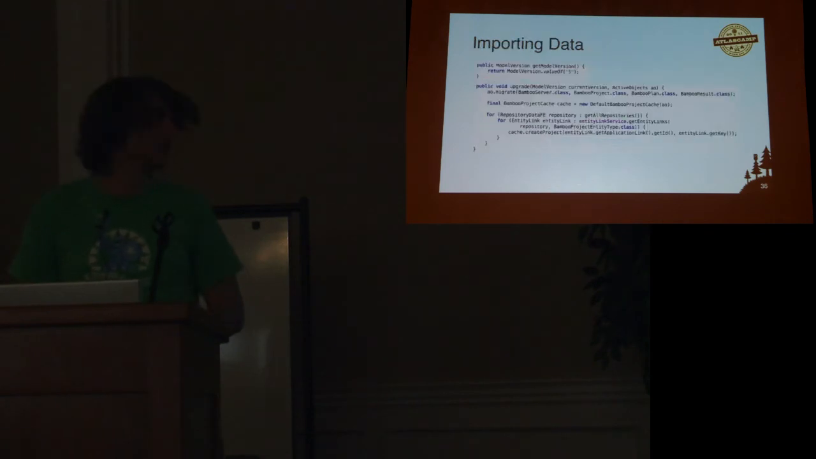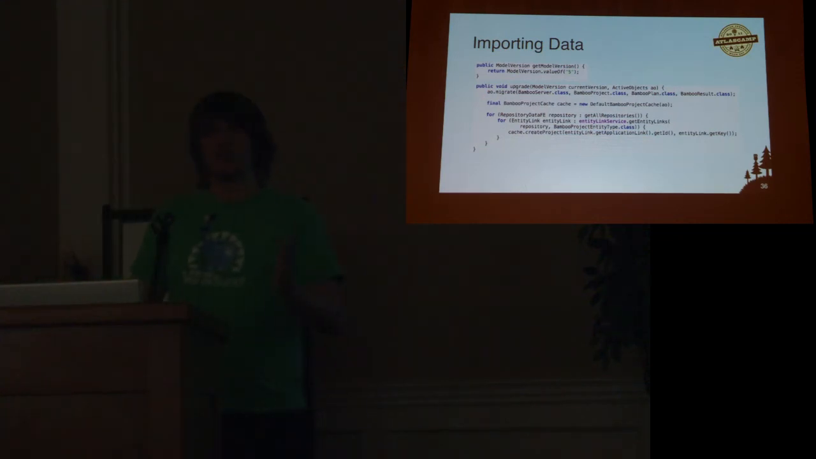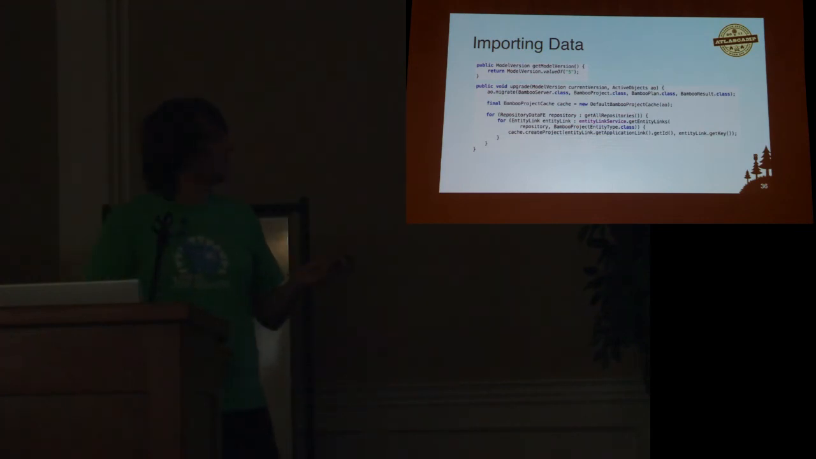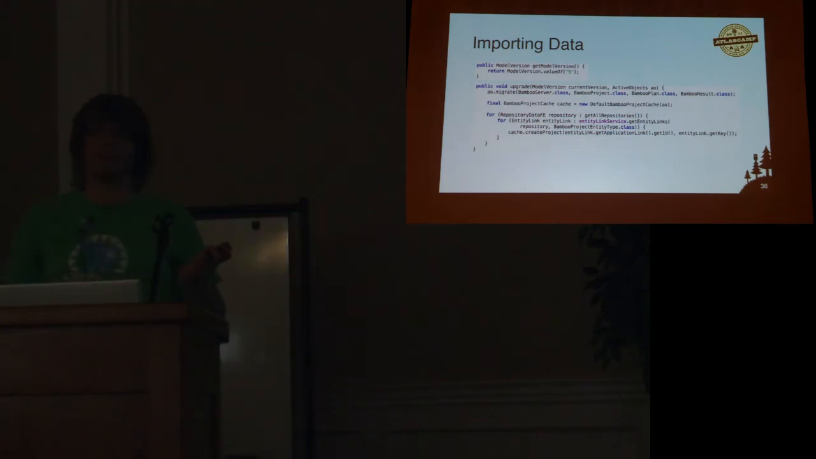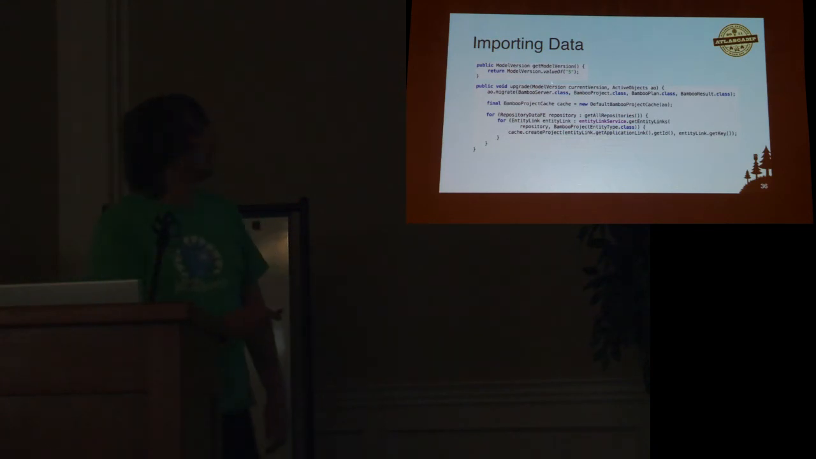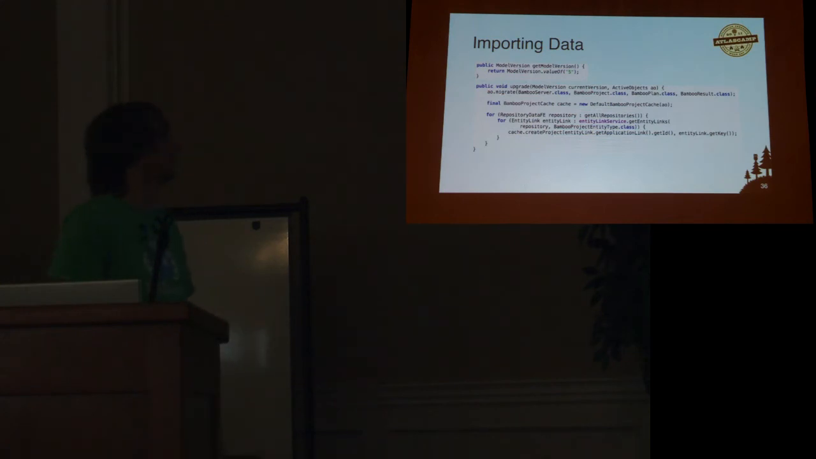So let's have a look at importing data. I've defined my model version up the top. And then the first thing I do is I call ao.migrate. What I do is I pass in all the entities that I require for my project. Any entity, any interfaces that's missing from this call will be deleted, and anything that is new will be added. That's really important. So just say if I only passed in the result, all the other tables would be deleted. So it's really important to make sure that you pass in the correct things into this call.